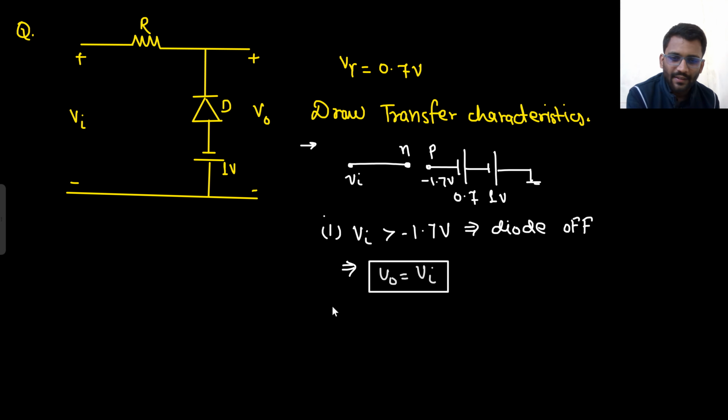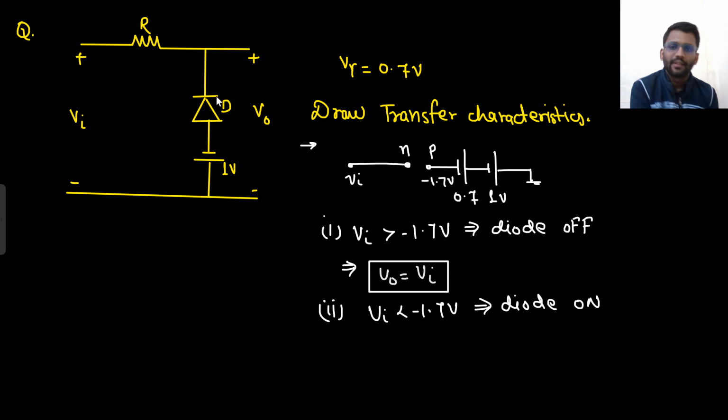And secondly, if V in is less than minus 1.7, that means the diode will be on, and if the diode is on, it will be replaced with the battery of 0.7. So the output will be minus 1 minus 0.7, that means minus 1.7 volt, right? I hope you understood. Output will be minus 1.7 volt.